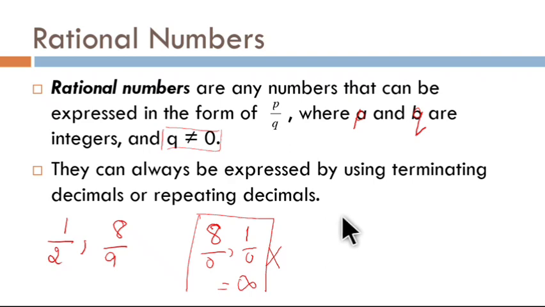If you write a number like 3.2 divided by 10, that is in the form of p by q, but here p is not an integer, only q is an integer. So this is not a rational number. A rational number should be in the form of p by q, p and q should be integers, and q does not equal 0. There are three conditions. This may be a negative number also.